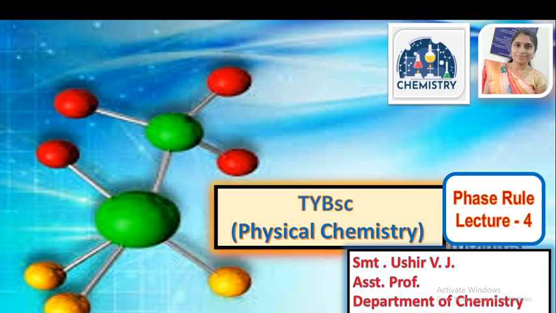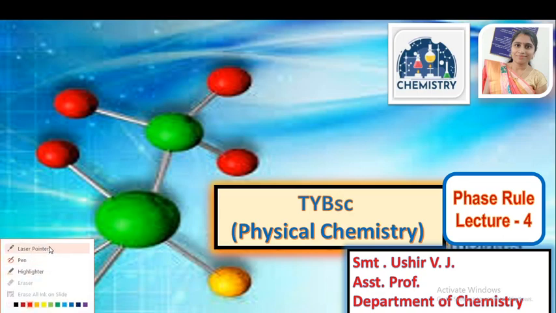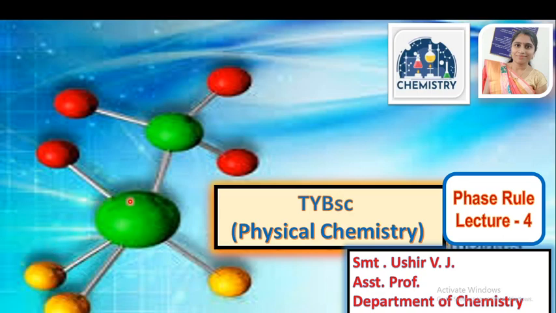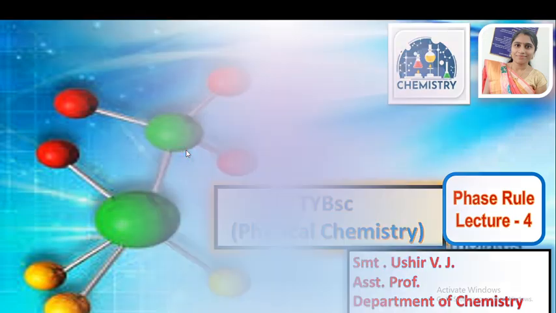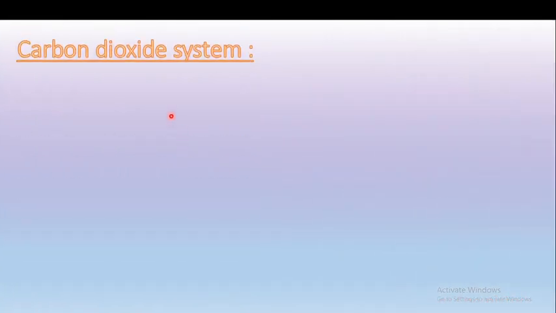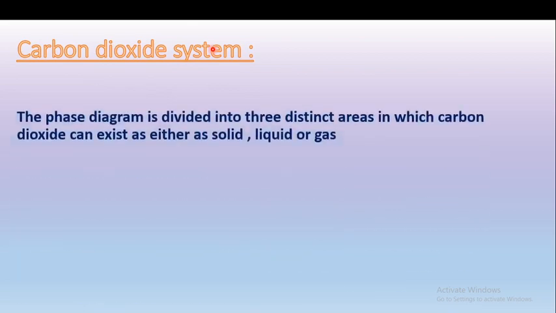In the last lecture, we have studied our first chapter. In that, we have studied the first point, that is different definitions. After that, we have studied how to find out the degrees of freedom, phase rule. Next, we have studied the water system, that is a one component system. So, in this lecture, we have to study carbon dioxide system.